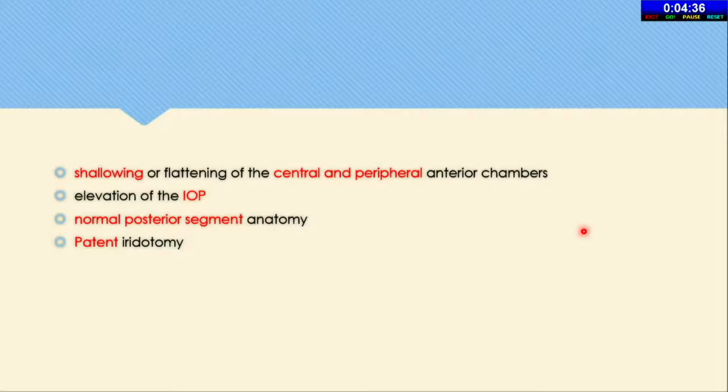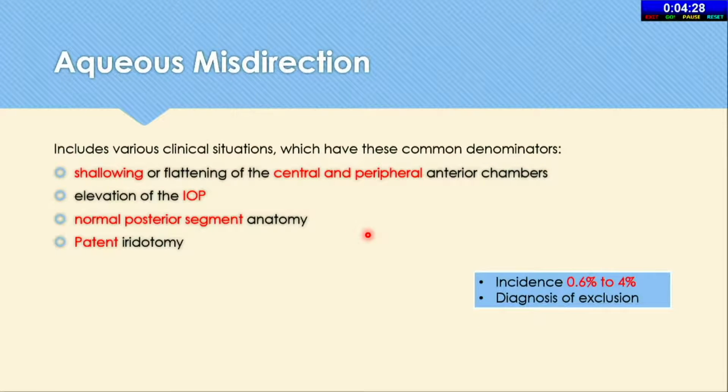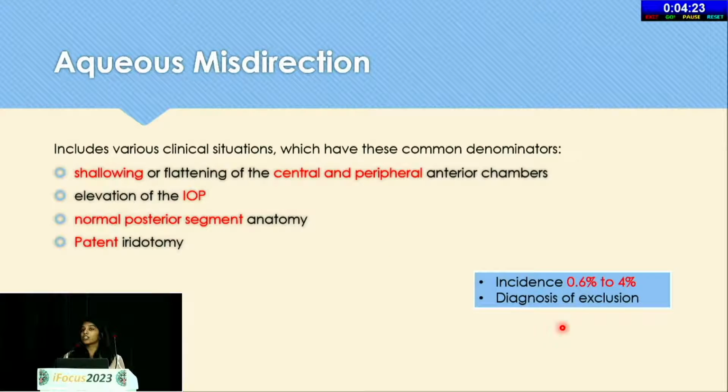So what are we left with? The conditions, the symptoms I mentioned earlier, and now we've confirmed a normal posterior segment and a patent iridotomy. This is what aqueous misdirection is. Why did we go about it this way? Because it is a diagnosis of exclusion.